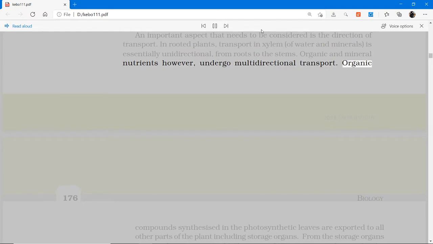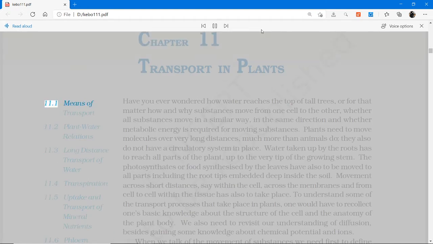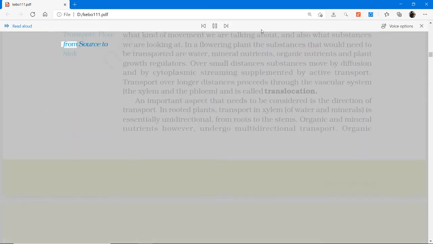Transport in Plants. Chapter 11. 11.1 Means of transport. 11.2 Plant-water relations. 11.3 Long-distance transport of water. 11.4 Transpiration. 11.5 Uptake and transport of mineral nutrients. 11.6 Phloem transport, flow from source to sink.